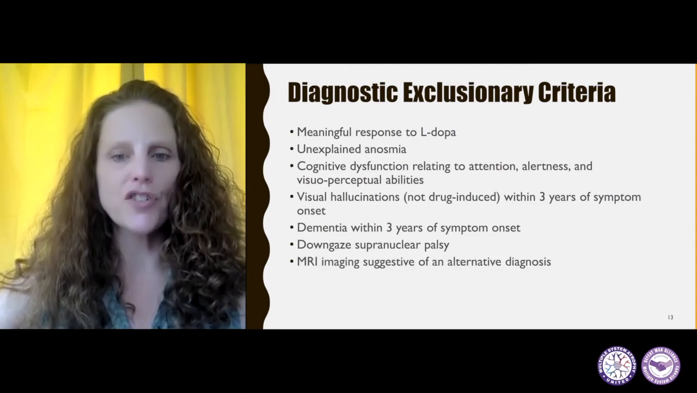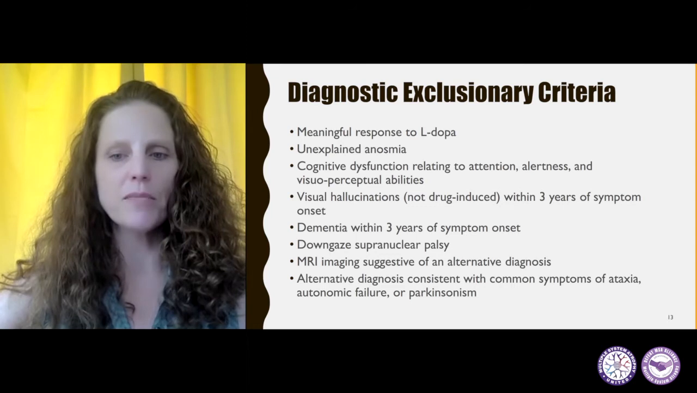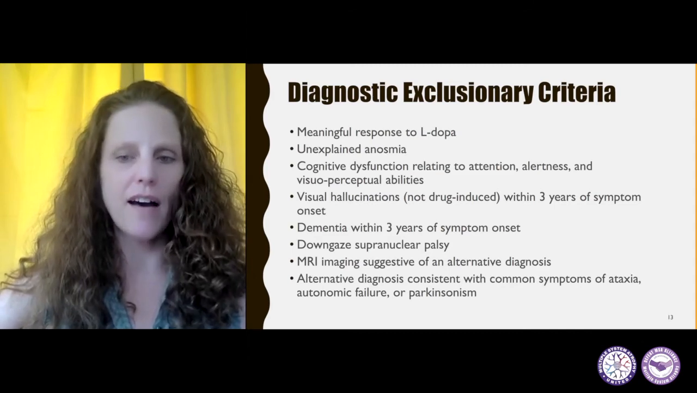MRI imaging suggestive of an alternative diagnosis, or any alternative diagnosis that is consistent with common symptoms of ataxia, autonomic failure, or Parkinsonism. So if any of these signs or symptoms are present, the patient is unlikely to have MSA.